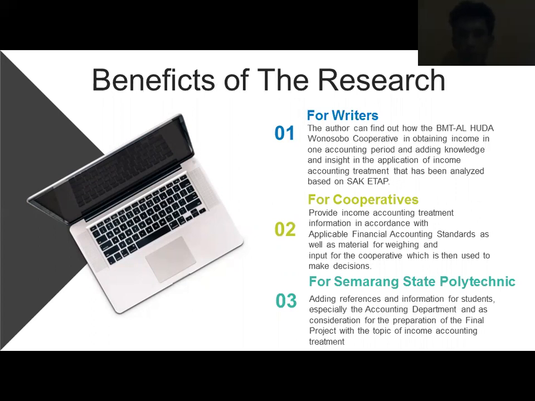Second is for the corporate. It provides income accounting treatment information in accordance with applicable financial accounting standards, as well as material for weighting and input for the cooperative, which is then used to make decisions. And third, for Politeknik Negeri Semarang, as a reference and information for students, especially in the accounting department, and as consideration for the preparation of the final project with the topic of income accounting treatment.